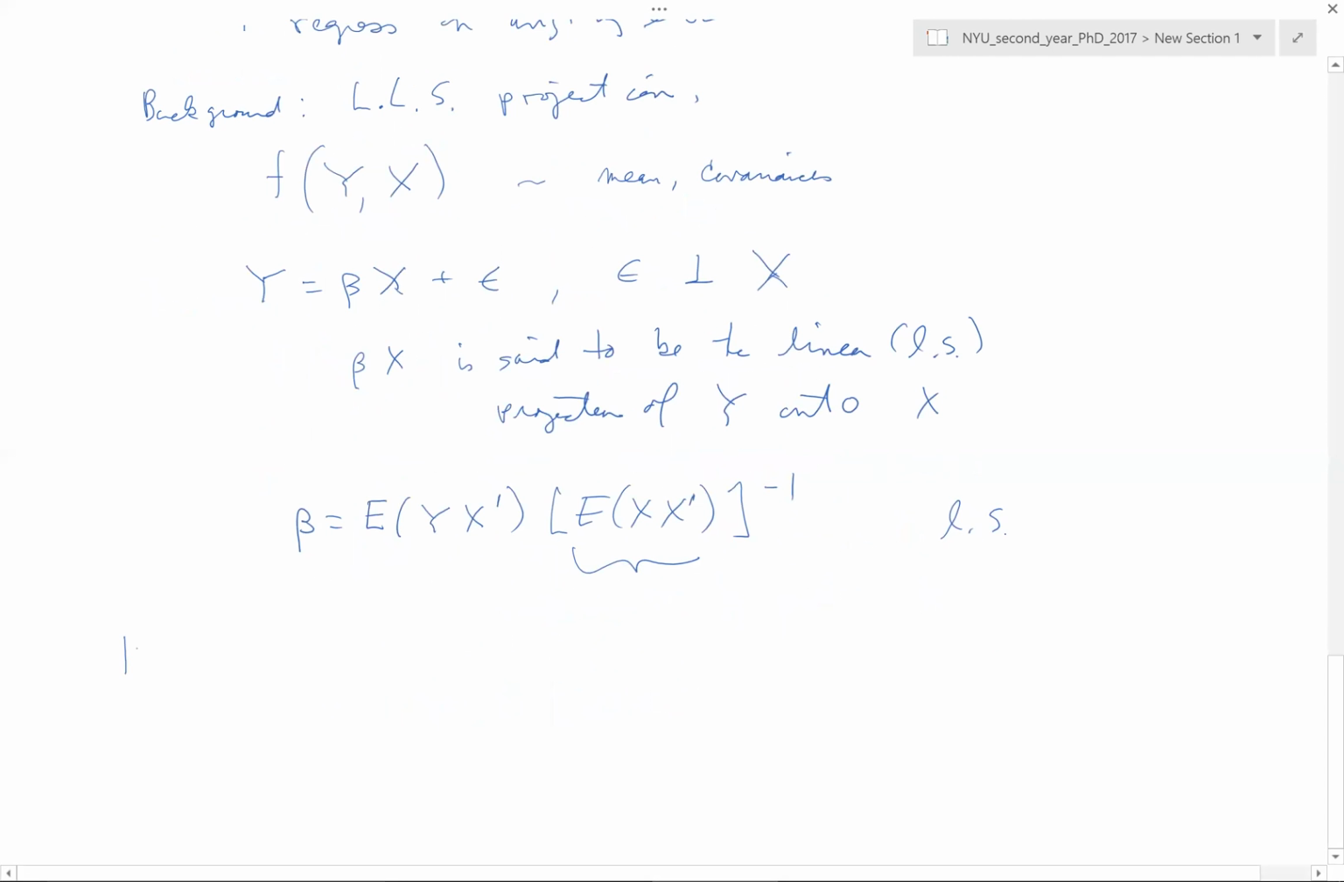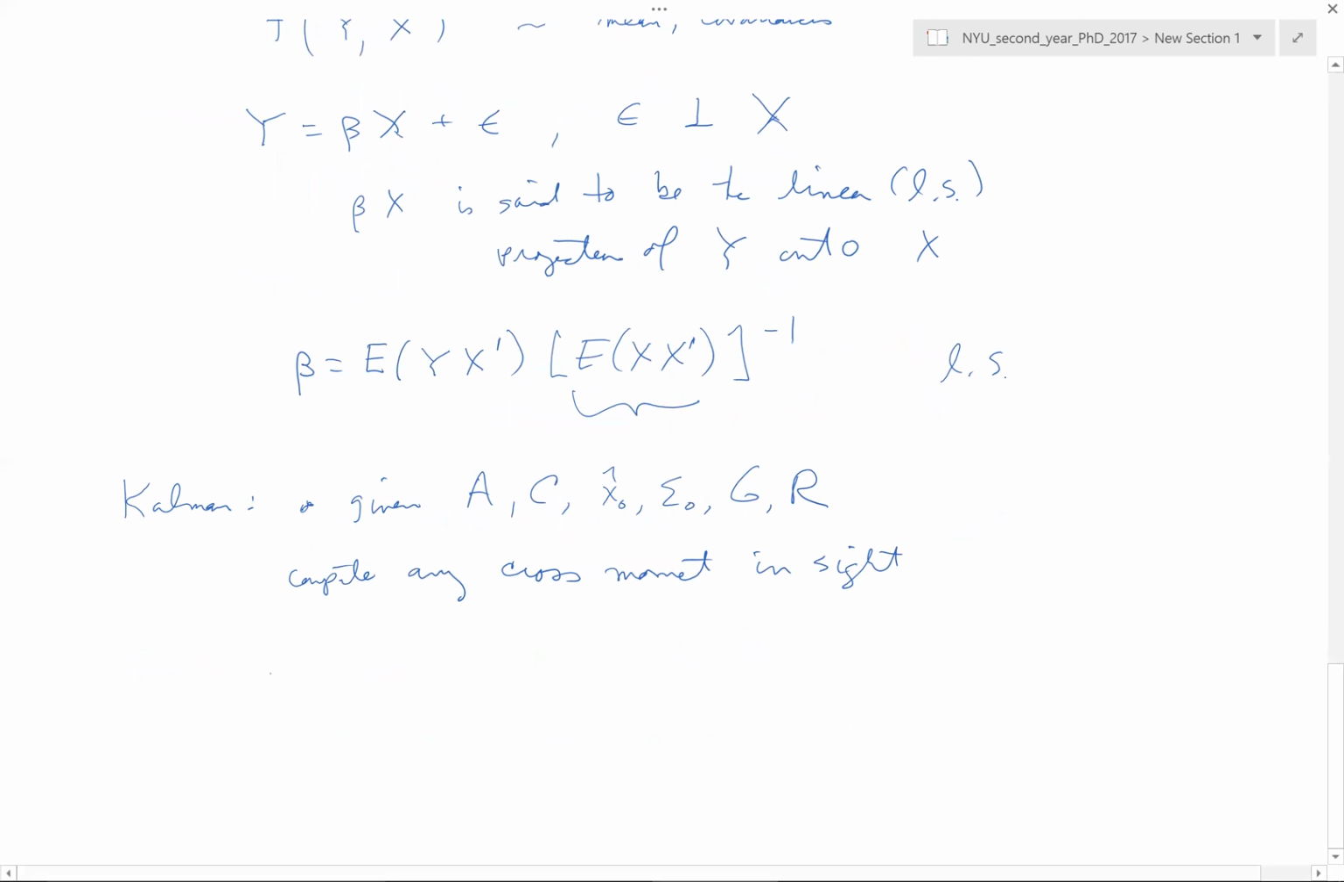So what Kalman is going to do, he's going to notice the following thing. Given x0 hat, sigma 0, g, and r, he can compute any cross moment in sight. He can do that. He has all the information to do that. That's one insight. And the second thing is his strategy is going to be regress what I don't observe.